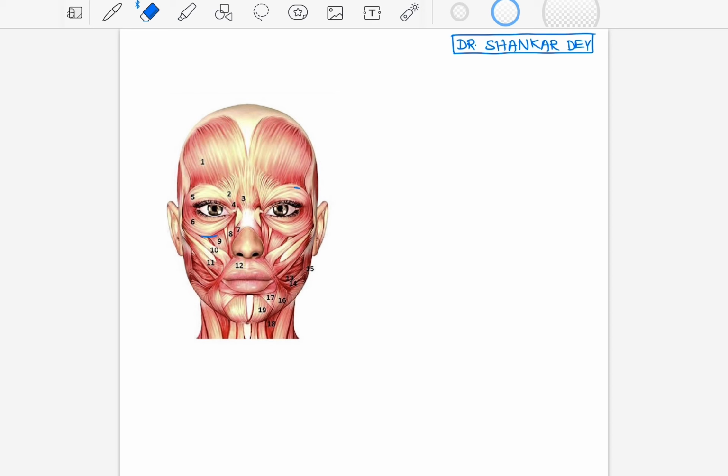And here lies one muscle, buccinator, that helps in blowing of air. Here lies another muscle, that is masseter, and in this region another muscle, that is temporalis. These two muscles are muscles of mastication, helping in chewing movement. So this is all about facial muscles, their nerve supply and their action.